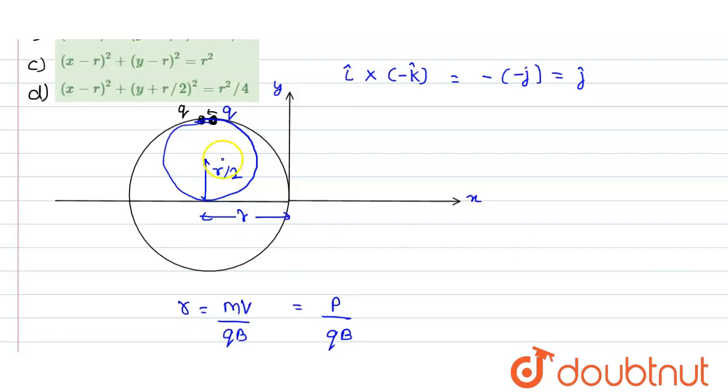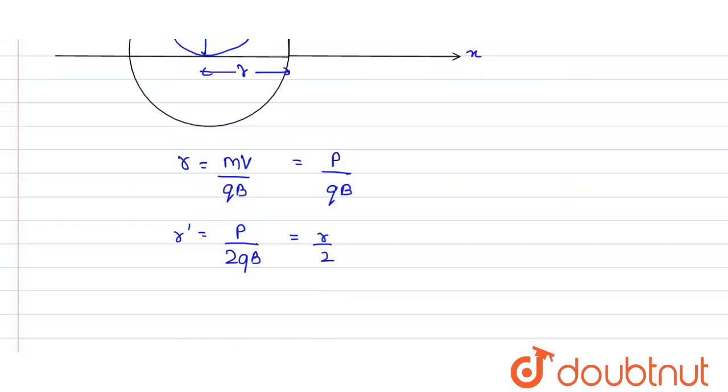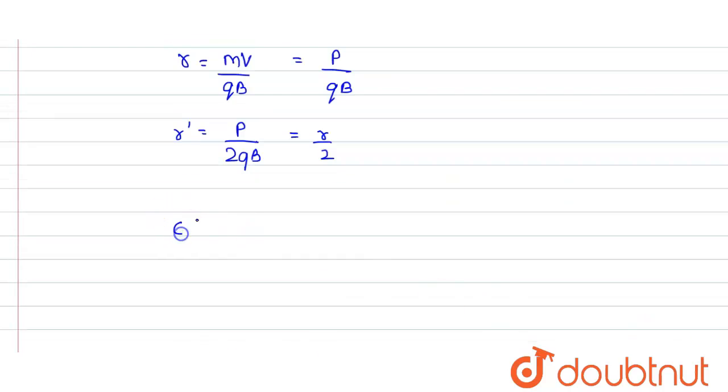So what is the center? Clearly this is a circle. What are the coordinates of the center? On the x it is minus r, and on the y it is r by 2, because the expression is given only in terms of x and y, as the motion would be in terms of x and y. So the coordinates of the center would be minus r and plus r divided by 2. And the radius is equal to r divided by 2.